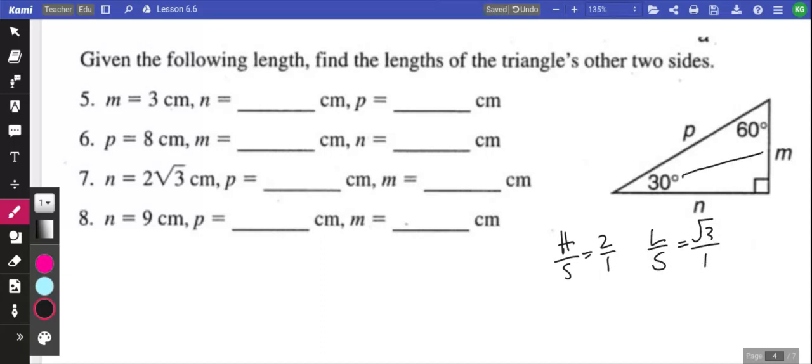M is the short leg because it's opposite the smallest angle. If I know that M is 3, I would set up hypotenuse over 3 equals 2 over 1, so the hypotenuse equals 6. Then I'd set up long leg over 3 equals square root of 3 over 1, so the long leg equals 3 square root of 3.